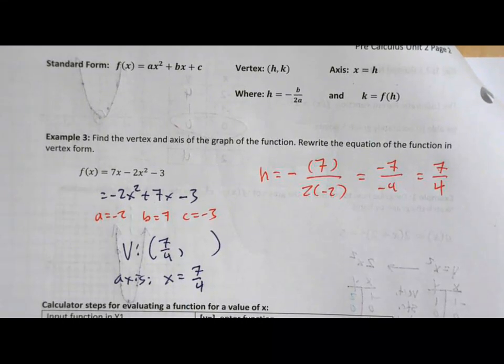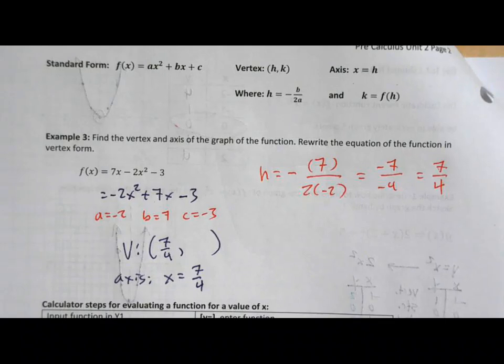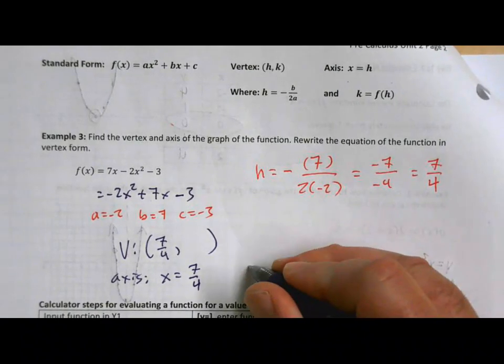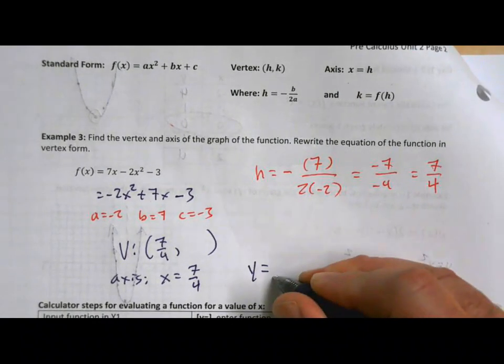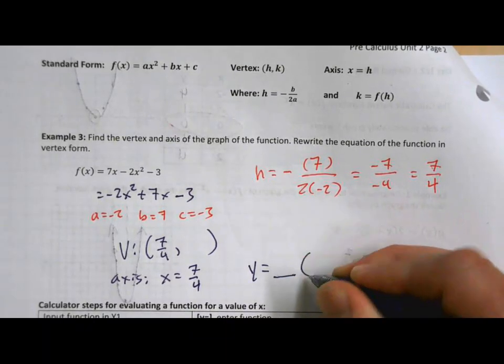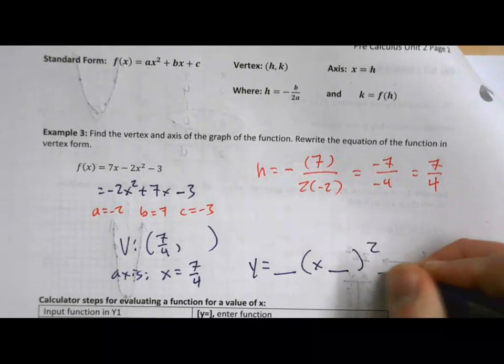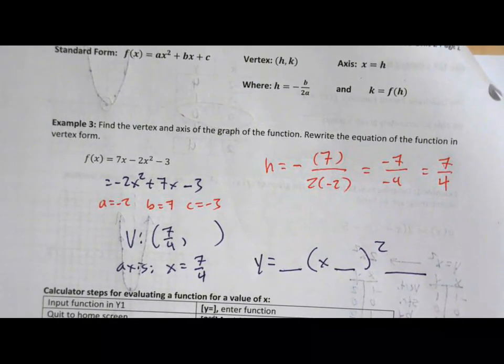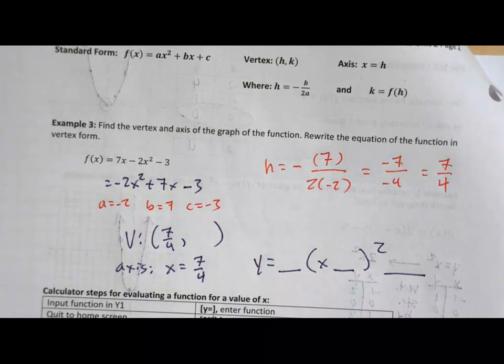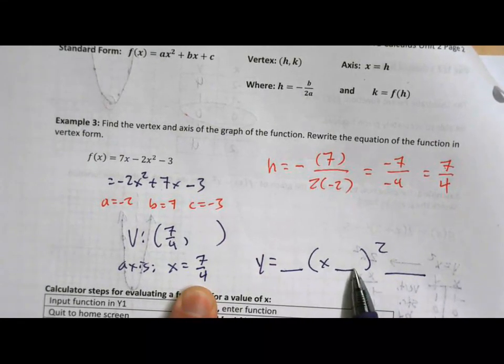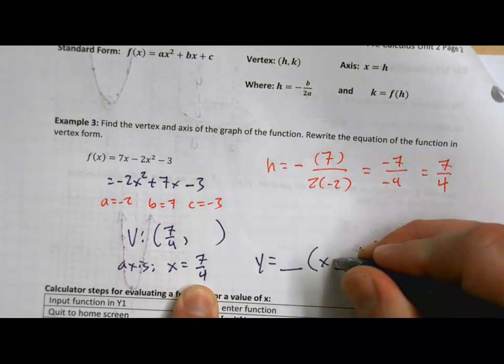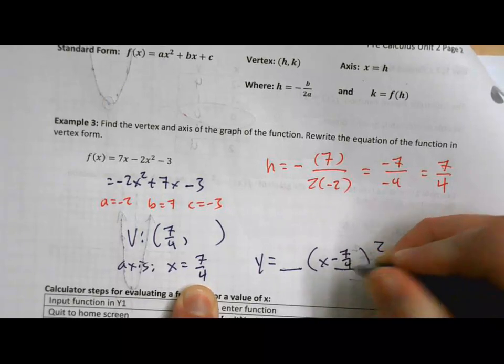They also wanted us to write an equation in vertex form. We have a portion of that equation right now. Y equals, vertex form is something times x plus or minus something squared, and then plus or minus something at the end. And we know what that horizontal shift is going to be at this point. It's 7/4, so we need minus 7/4 here.